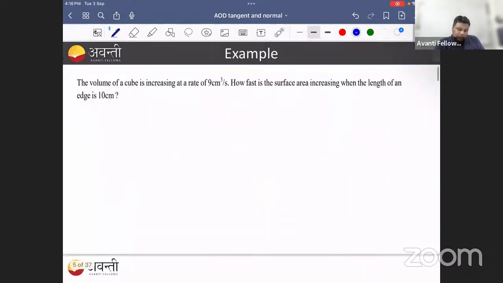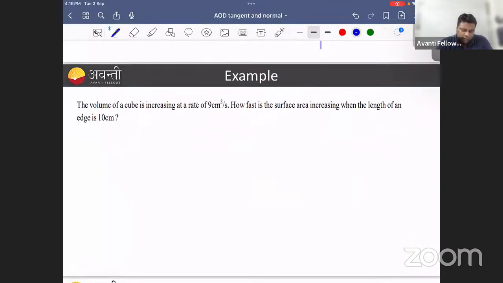Now, let's move to the next example. The volume of a cube is increasing at a rate of 9 centimeter cube per second. That means the rate of change of volume is 9 centimeter cube per second. How fast is the surface area increasing when the length of the edge is 10 centimeter? Okay, anybody who would like to solve it, I give you a couple of minutes. Just get the answer and send it in the chat box quickly.